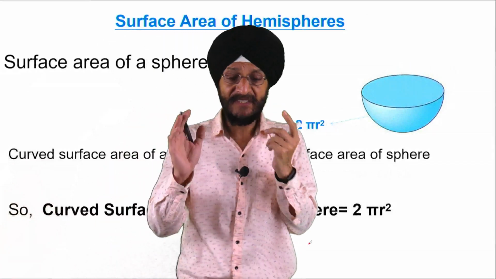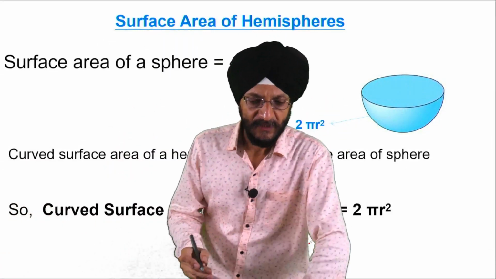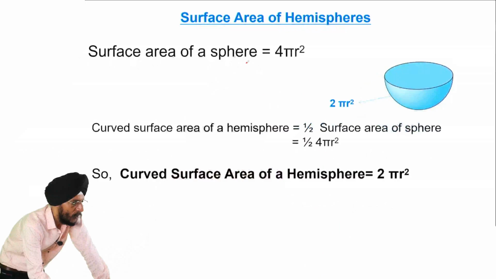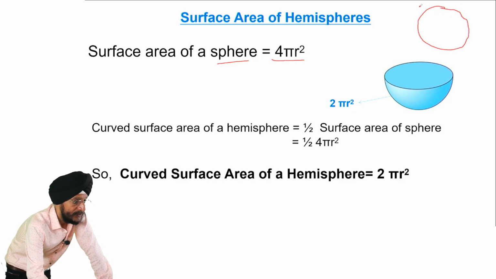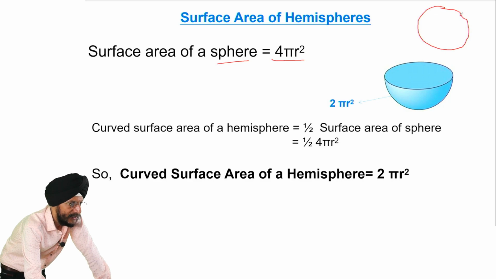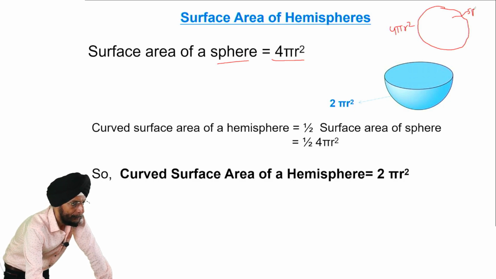Now, the surface area of hemisphere. The surface area of a sphere is 4 pi r square. First of all, we take the surface area of a sphere, which is completely round, and its total surface area is 4 pi r square. This is the sphere.